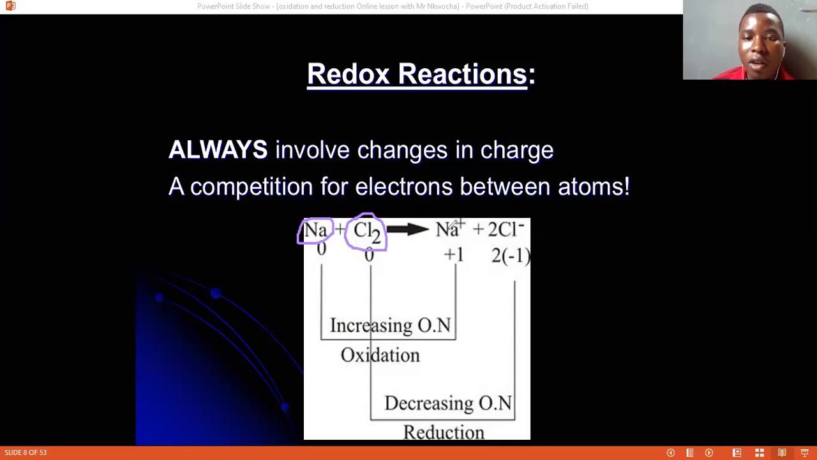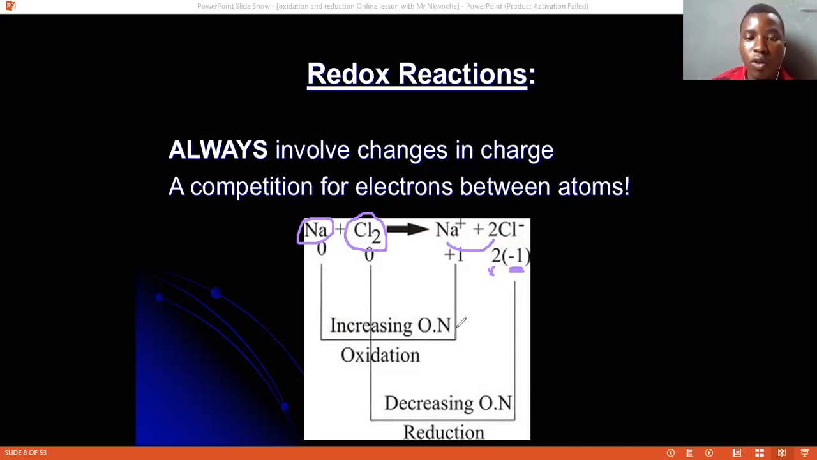But here, if you look at this compound, sodium chloride, that's a product, they've combined in the form of NaCl. So when they combine, sodium has lost an electron, so it's positively charged, while chlorine has gained an electron. Take note, this is the electron that has been gained, not these two. These two mean there are two chlorine, but this one is the electron charge. So we say that the oxidation state of chlorine has gone from 0 to -1, while the oxidation state of sodium has gone from 0 to +1.